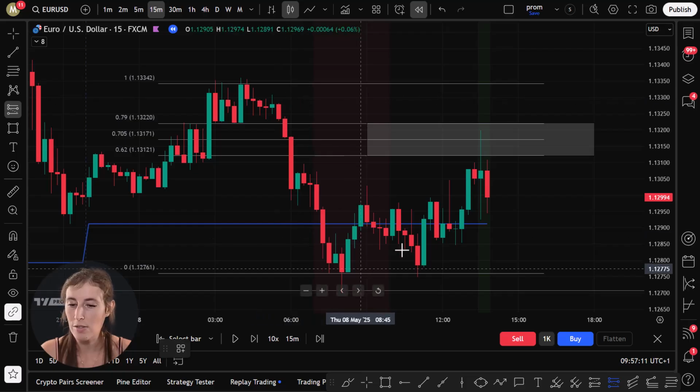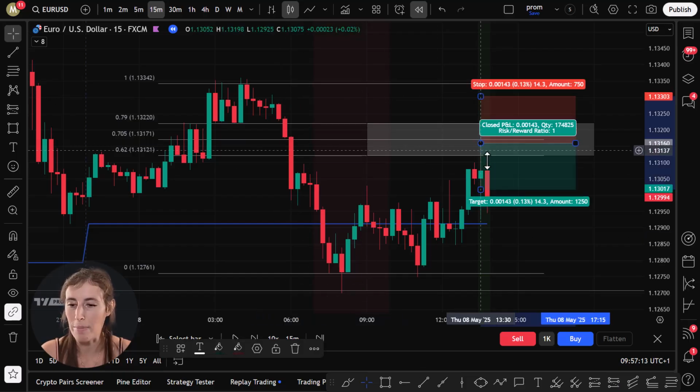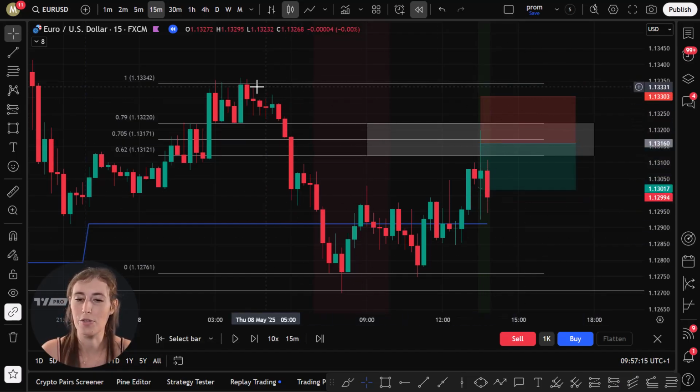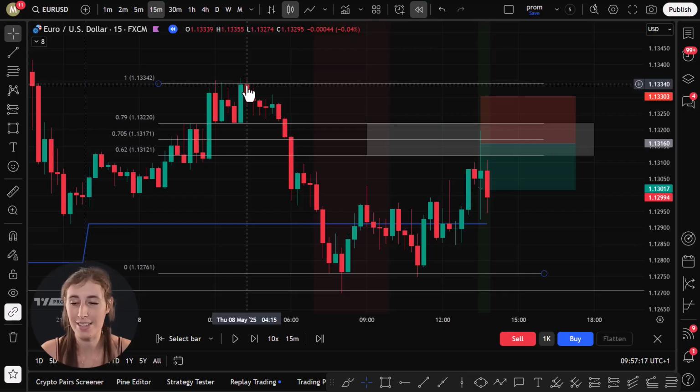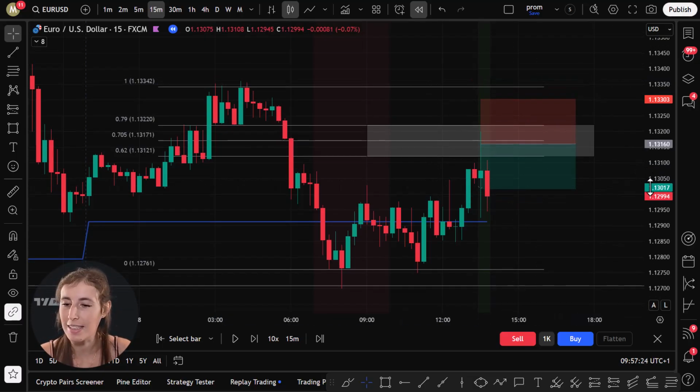But in the case of this trade, my stop loss did end up being quite big because it had to be enough to reach the high up here of the pullback to account for any market movement. So I set my order for a sell at 16 pips.